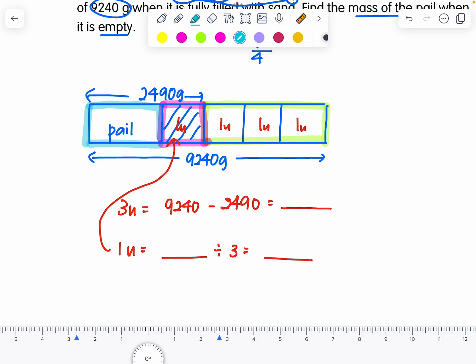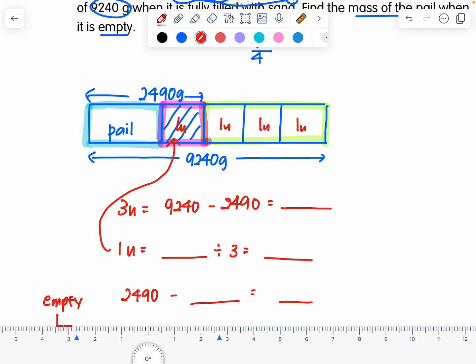I'll take 2,490 grams minus the mass of that 1 unit of sand. Let me say again, I'll take 2,490 grams minus that 1 unit of sand. I'll get that empty pail.